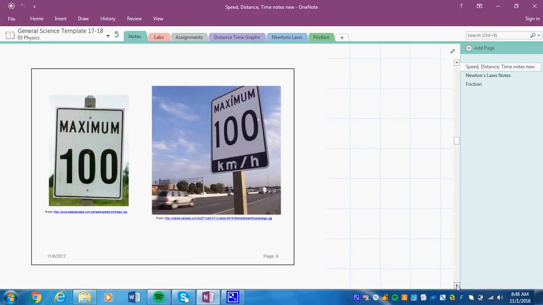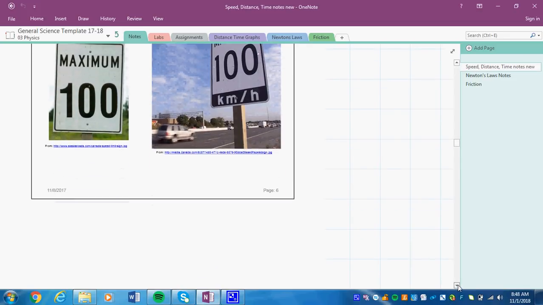We look at this sign here, and it gives you an overview, right? Kilometers per hour. If you look at the sign on the right, you can see it's showing you can go 100 kilometers in 60 minutes, or 1 hour, and you can change those units. That's not a problem.